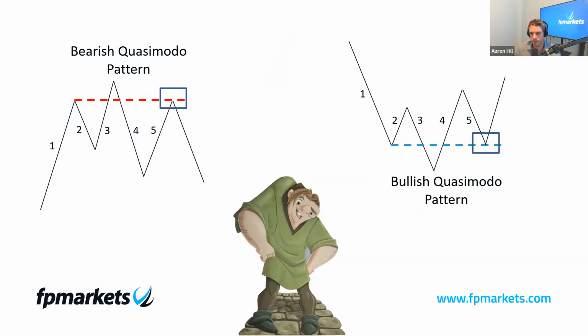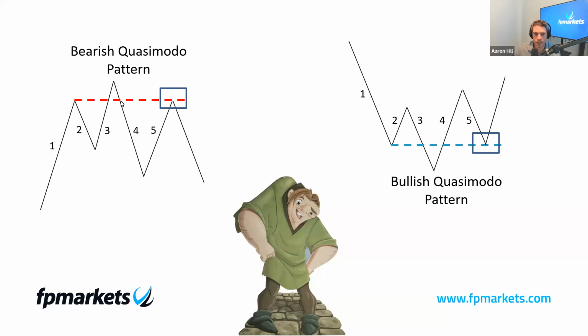So as you can see, the pattern consists of 5 legs, right? So we have 1, 2, 3, 4, 5, both for the bearish and bullish Quasimodo pattern. Now, the first leg is the initial leg into the formation. At this point, we really don't know what's going on. Leg 2, we really don't know what's going on here, other than the market is in a retracement.